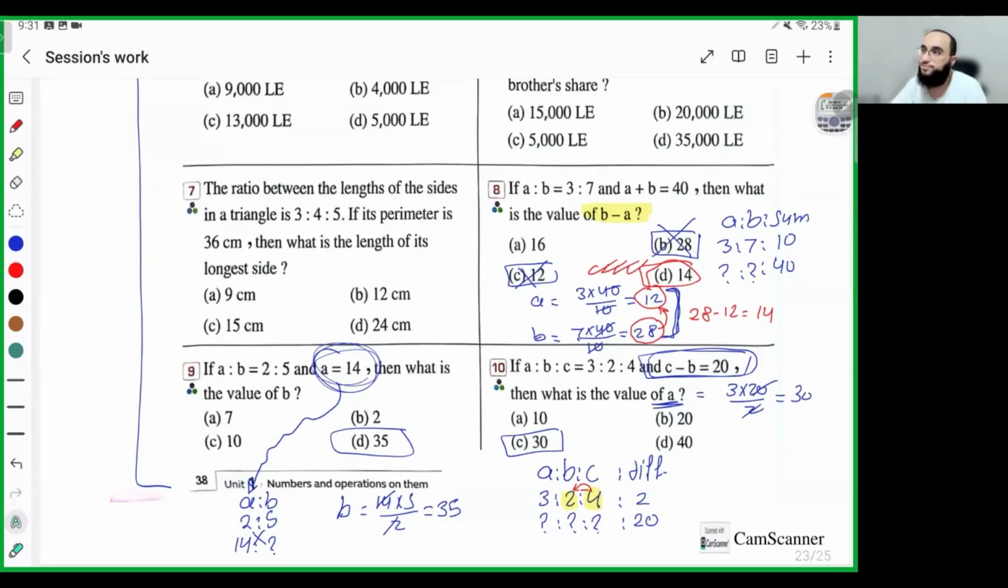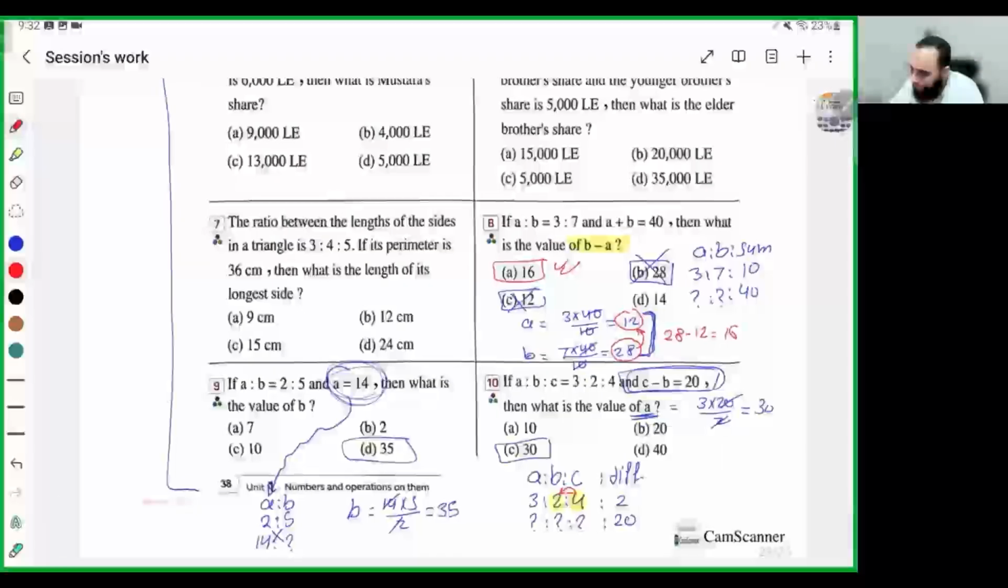Is it clear? What's the problem? Mister, isn't 28 minus 12 equals 16? Is it 16? Okay. 60. Don't worry. Is it clear right now? Excellent.